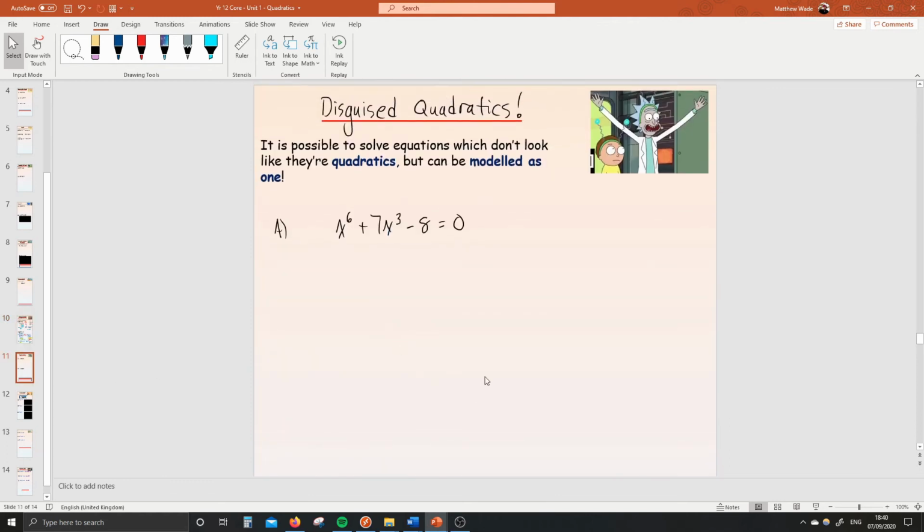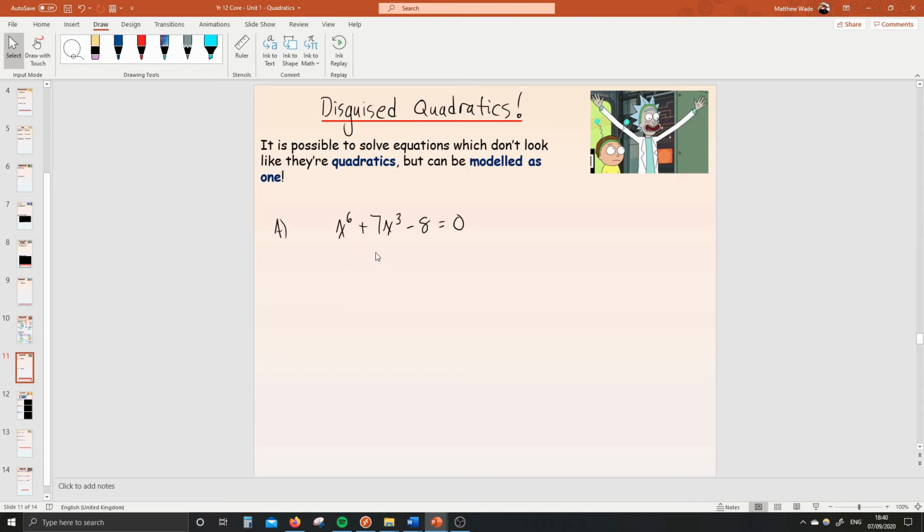Topic 2, disguised quadratics, lovelies. Okay, so disguised quadratics. I'll tell you, this isn't a quadratic, this equation, because the lead term is a 6, which makes it not a quadratic at all, so it's a bit tricky. So here's what I'm going to get you to do. It is still a quadratic though. It's secretly a quadratic. It's a disguised quadratic.